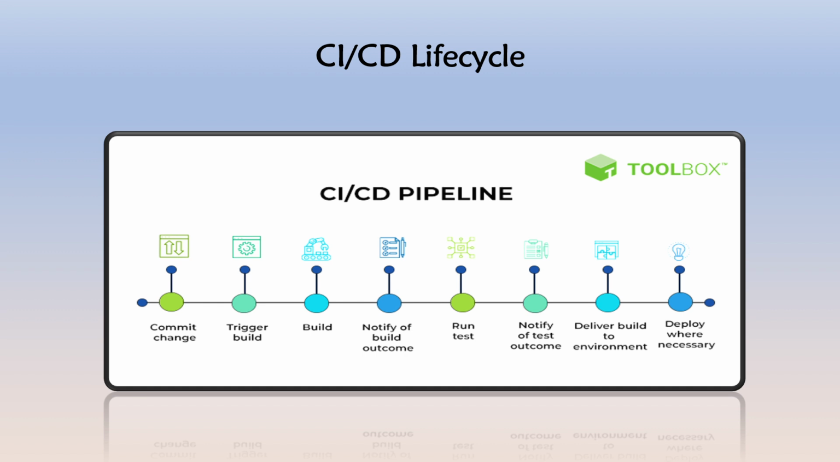So the next one is deliver build to environment. Once the tests pass, the pipeline delivers the build to an environment for testing or evaluation. This step ensures that the build is in a deployable state. The last one is deploy where necessary. If all checks are successful, the build can be automatically or manually deployed to the production environment. This final stage makes the changes available to the user, completing the cycle of continuous delivery.